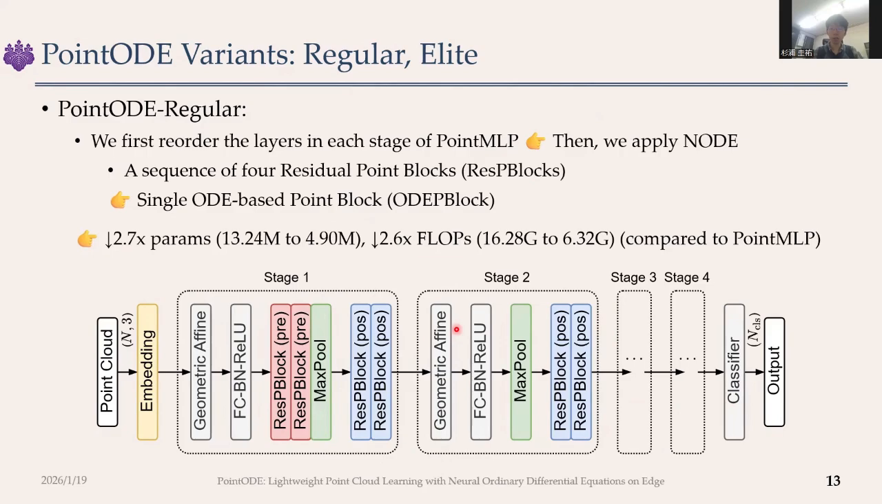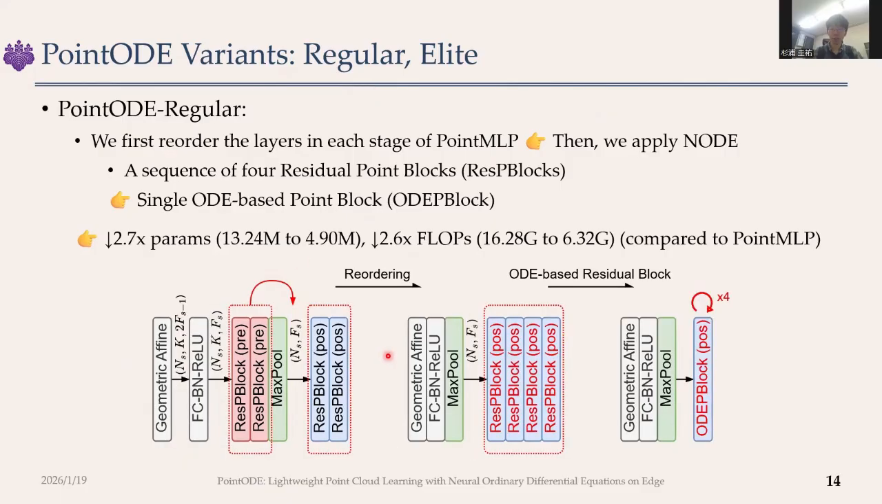We consider two variants of PointODE, regular and elite. In the regular variant, we first reorder the layers in each stage of PointMLP, like this. Then we apply neural ODEs to convert a sequence of 4 residual point blocks into a single ODE-based block. Compared to the original PointMLP, this regular version has 2.7 times fewer parameters and 2.6 times less computational cost.